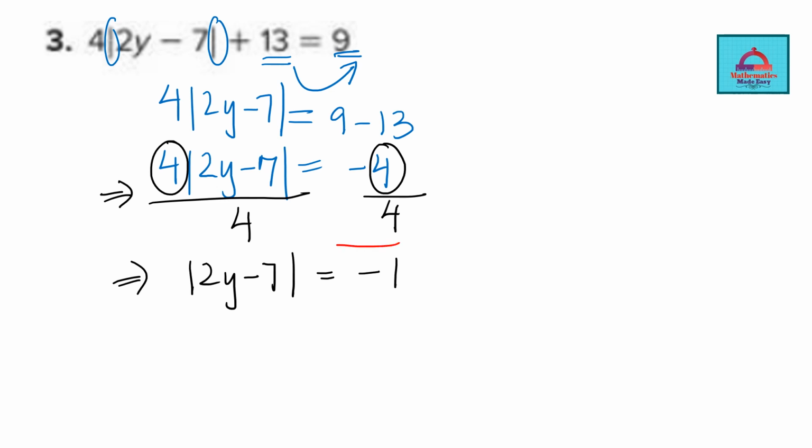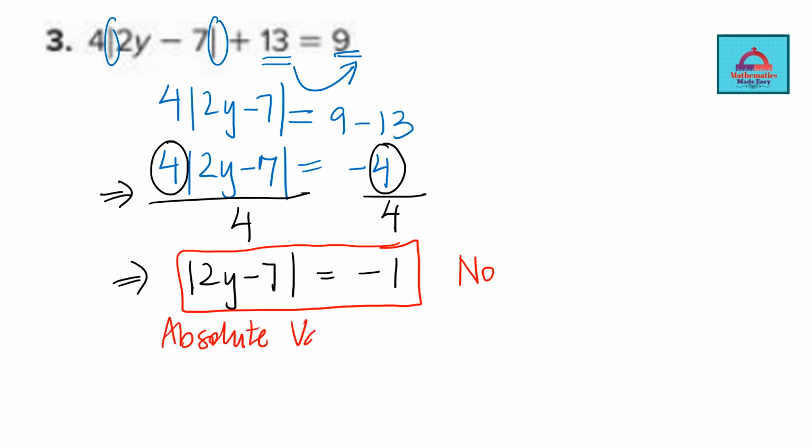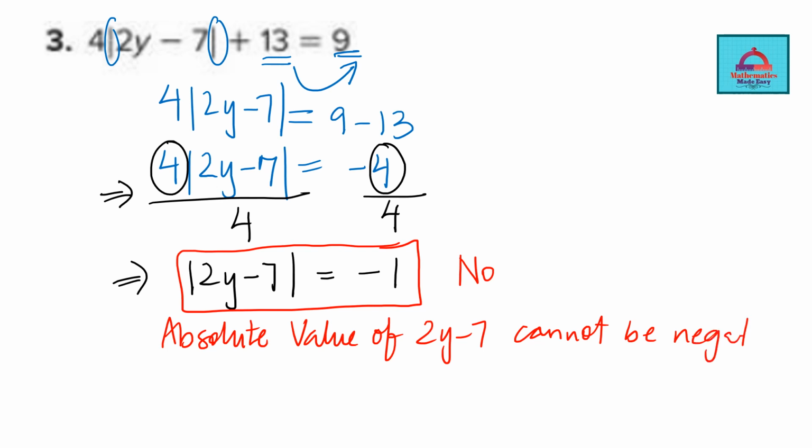Now I want you to think, is this possible? Can the absolute value of a given expression be equal to negative? The answer is no. Why? Because in the beginning of the class, I told you that absolute value always gives you a positive result. So the absolute value of 2y minus 7 cannot be negative. So what do you think is the solution for this?